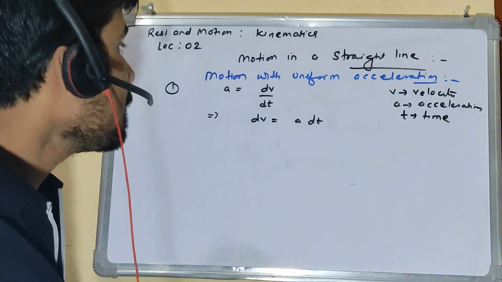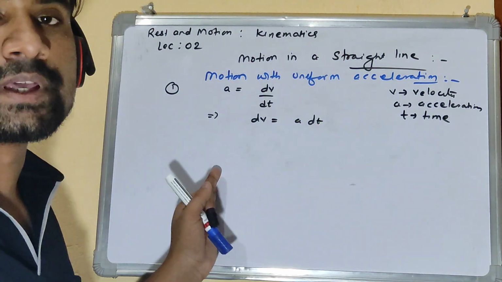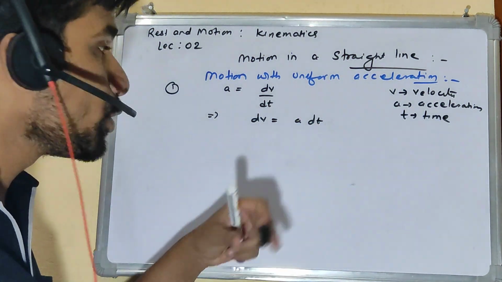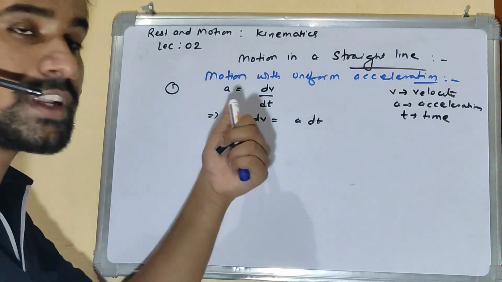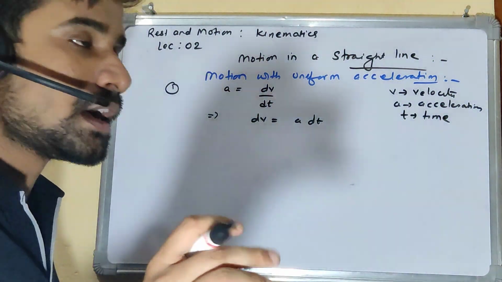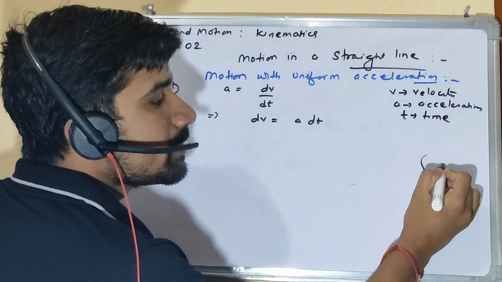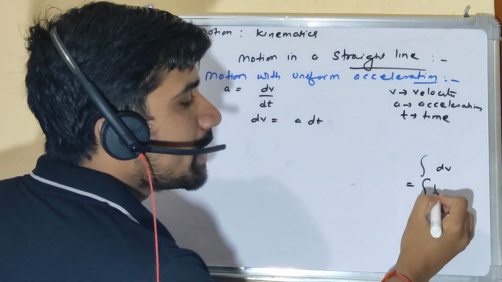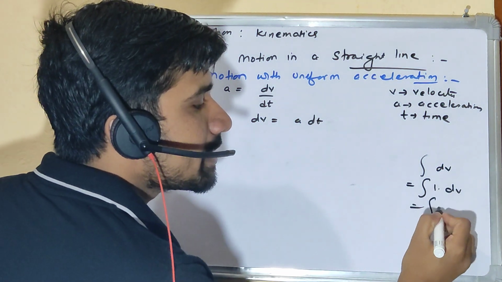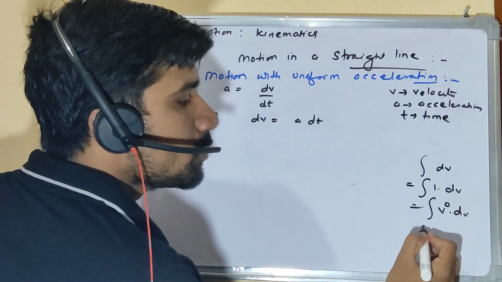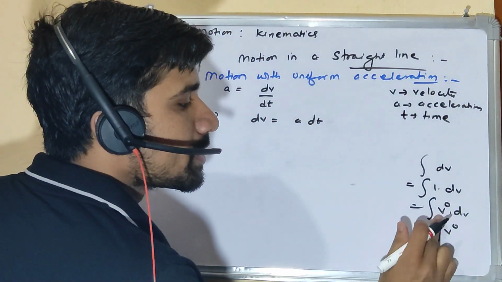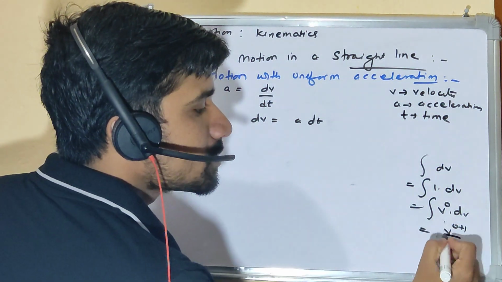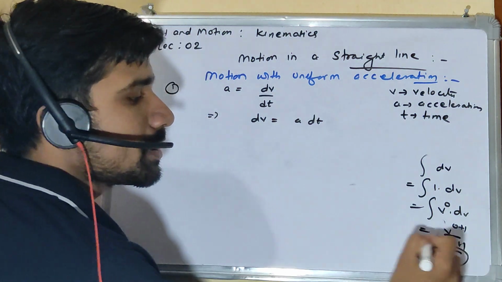Now if I need to calculate velocity from here, what do I need to do? I need to integrate here, because the integration of dv will give me v. How? The integration of dv means the integration of 1 dv. It basically means the integration of v to the power 0 dv. You know the formula of integration, it becomes v to the power 0 plus 1 by 0 plus 1, which basically becomes v.